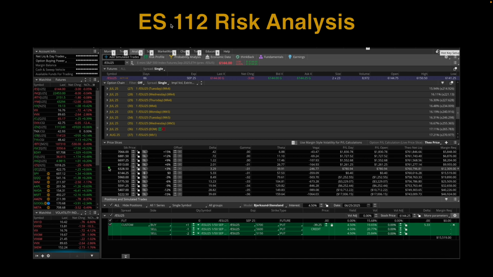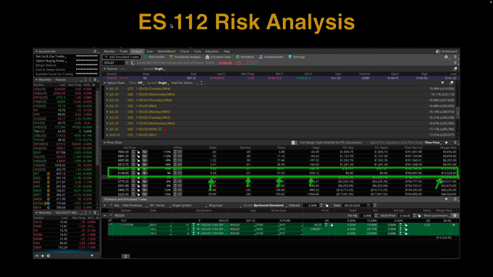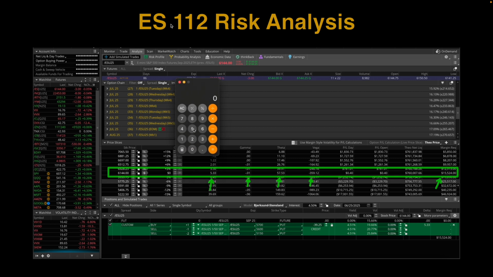First, we're just going to highlight the middle section of the risk array. We can see that at the time of initiation, the delta would be +5, the gamma would be -0.01. This structure would have a positive theta of 57 and a negative vega of -359. And the margin requirement for this trade at initiation would be $15,524.